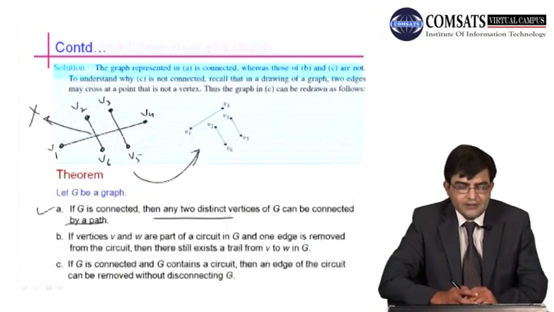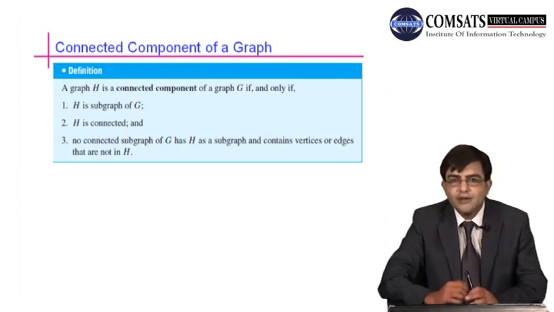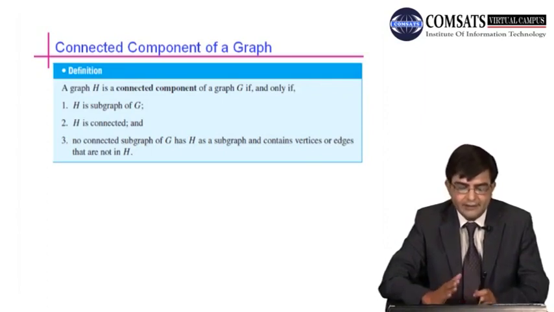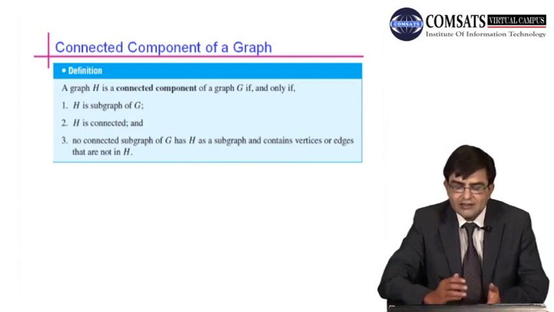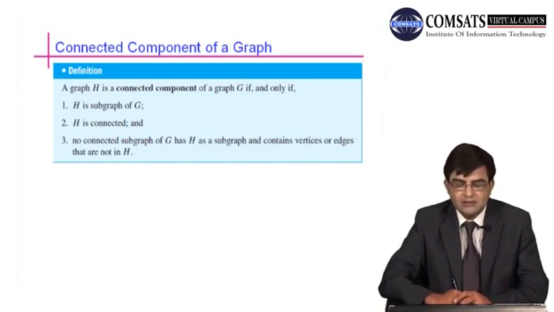Next is what is a connected component of a graph. A graph H is a connected component of a graph G if and only if H is a subgraph of G, H is connected, and no connected subgraph of G has H as a subgraph and contains vertices or edges that are not in H. You can see that the largest subgraph of G which is connected is basically the connected component of that graph G.